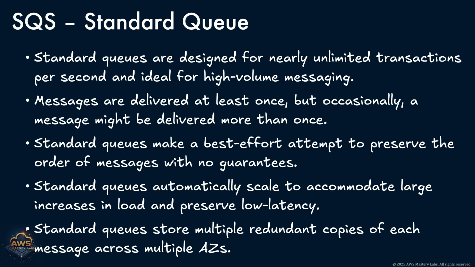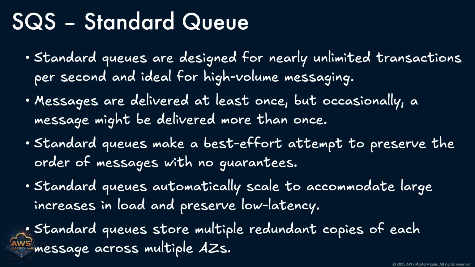effects. When it comes to ordering, standard queues provide best effort ordering. SQS tries to preserve the order of messages, but it doesn't guarantee it. If your application requires strict message sequencing, you would need to use FIFO queues instead. However, for most large-scale distributed applications, best effort ordering is often sufficient.